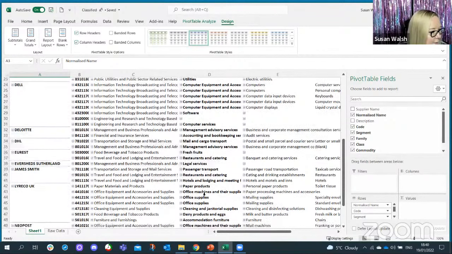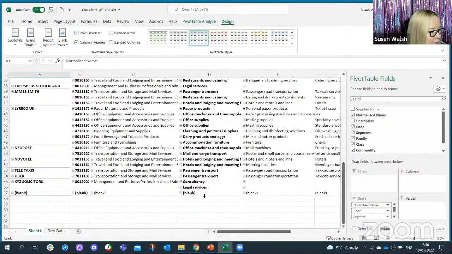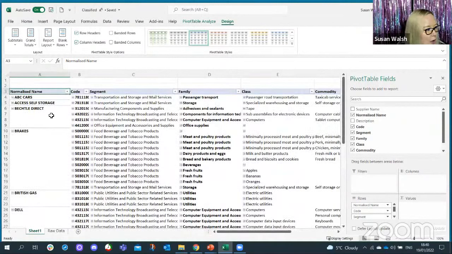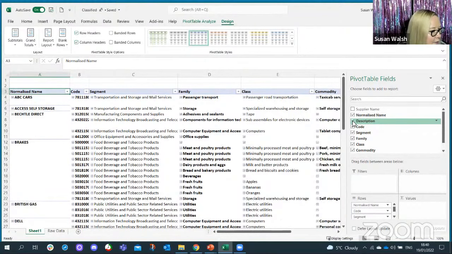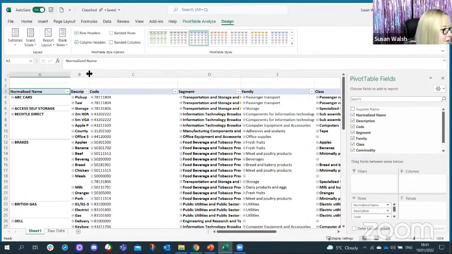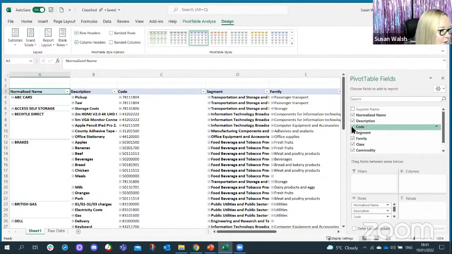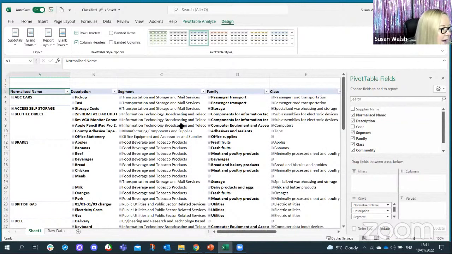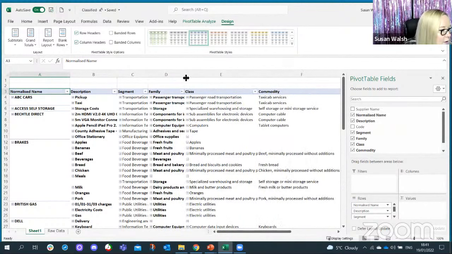And again, I'm just looking down, but also I probably need the descriptions to help me here. So what I would do is I would add that in as well. So where's my description? Here we go. And where are you, description? We need to move you up. There we go. So now I can start to look at the description, and actually I don't really need the code, so I'm just going to hide that to save some space. I can start to look at, and actually level 3 is probably the more interesting one. So we've got taxi, we've got apples, bananas, beef, etc.